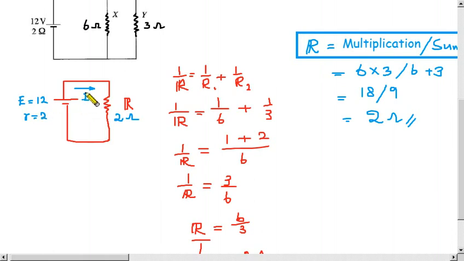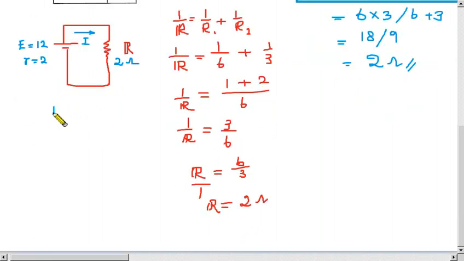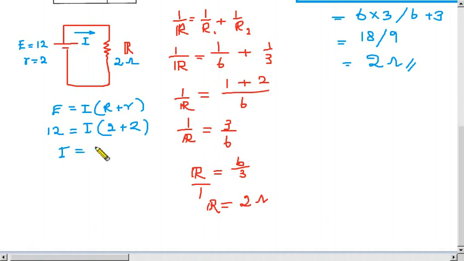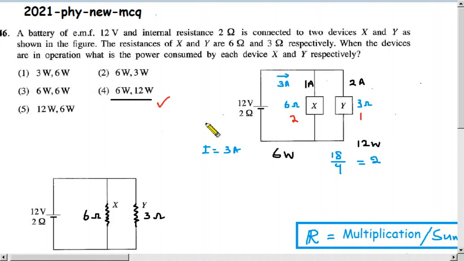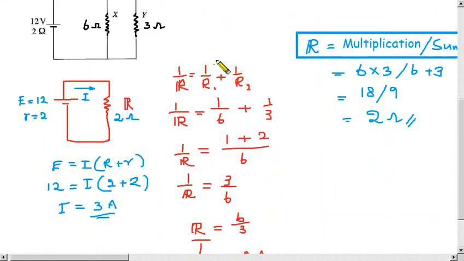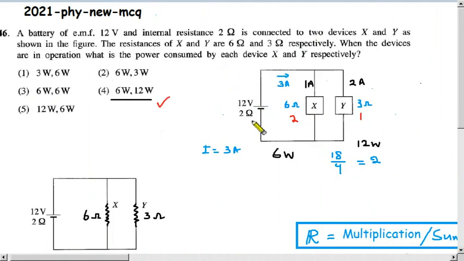So now you should know the equation E equals I times (R plus r). This equation you have to use. E is 12, I we don't know, capital R is 2, simple r also is 2, then I equals 12 divided by 4, that is 3 ampere. That is how we obtained that value here. All these things I did inside my head without writing.